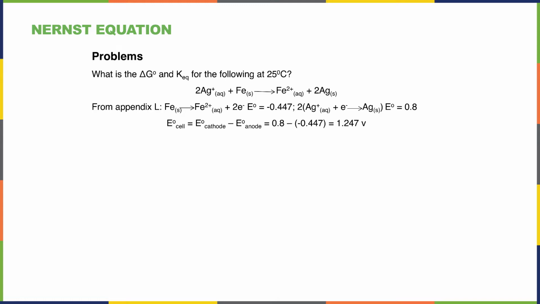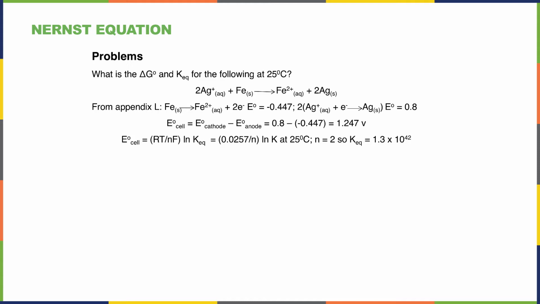And you have minus 0.447. Then you take 2 times the silver electrode, and the silver electrode is a reduction, and it's 0.8. And you use those two, you add those two together, and you end up with 1.247 volts as your voltage. And so you now have the voltage E0 for this reaction. So now you can find the equilibrium constant and the delta G0.